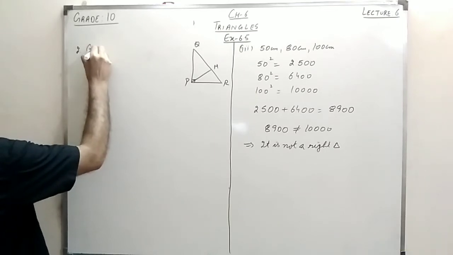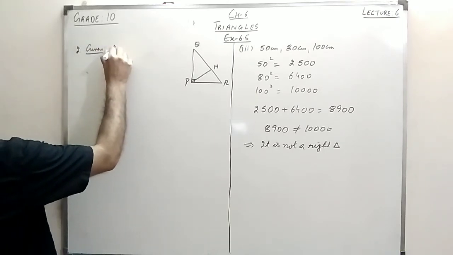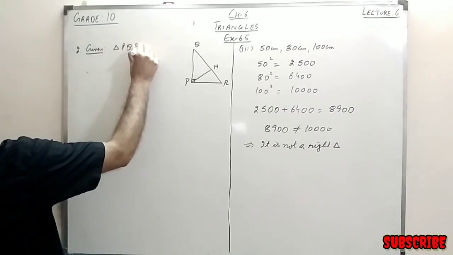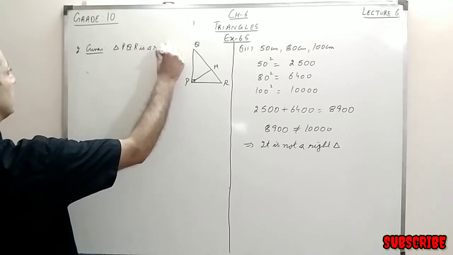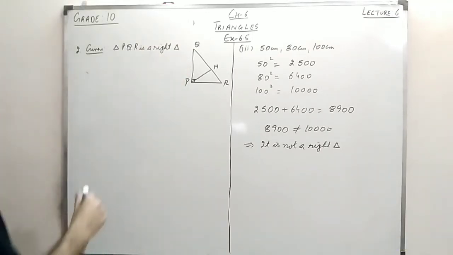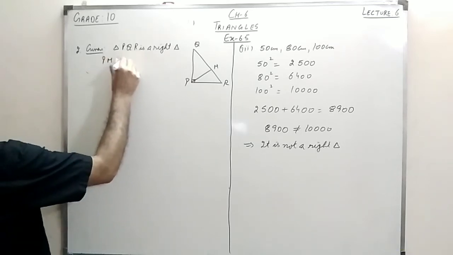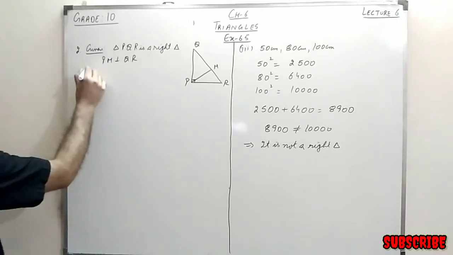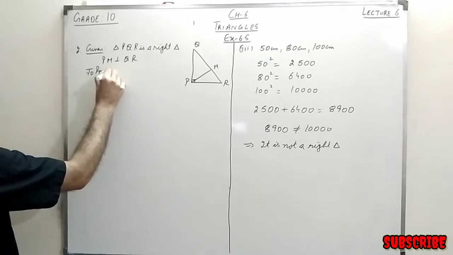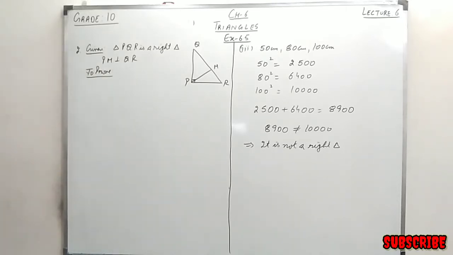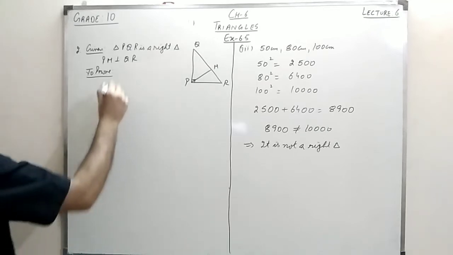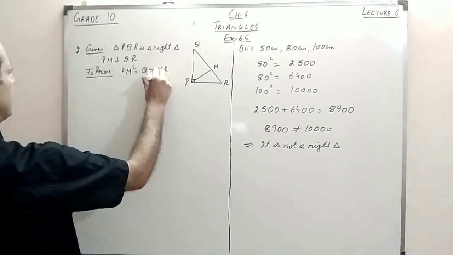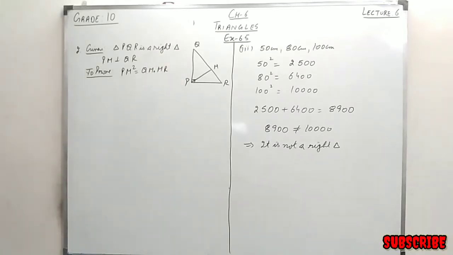So what is given to us in this question? In this question it is given that triangle PQR is a right triangle. What else? PM is perpendicular to QR. And what we have to prove here? PM square is equal to QM into MR. So this is the thing I have to prove in this question.